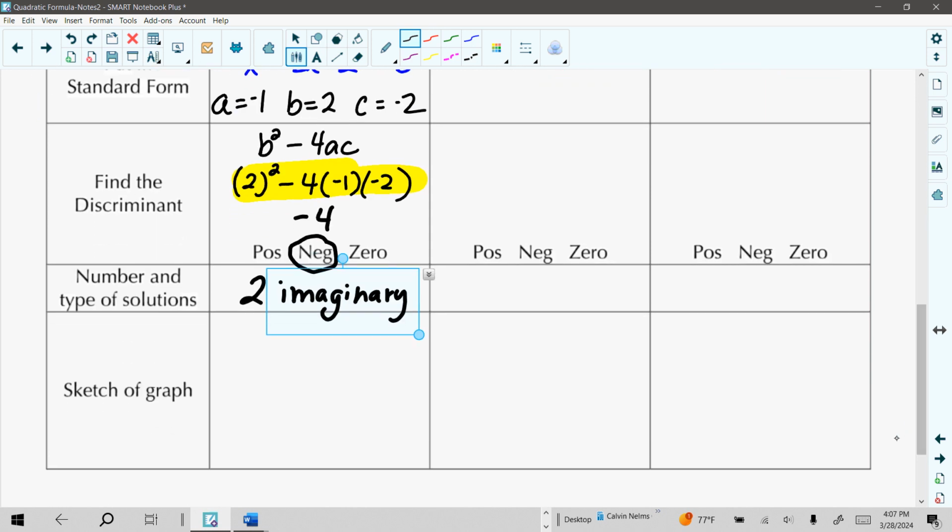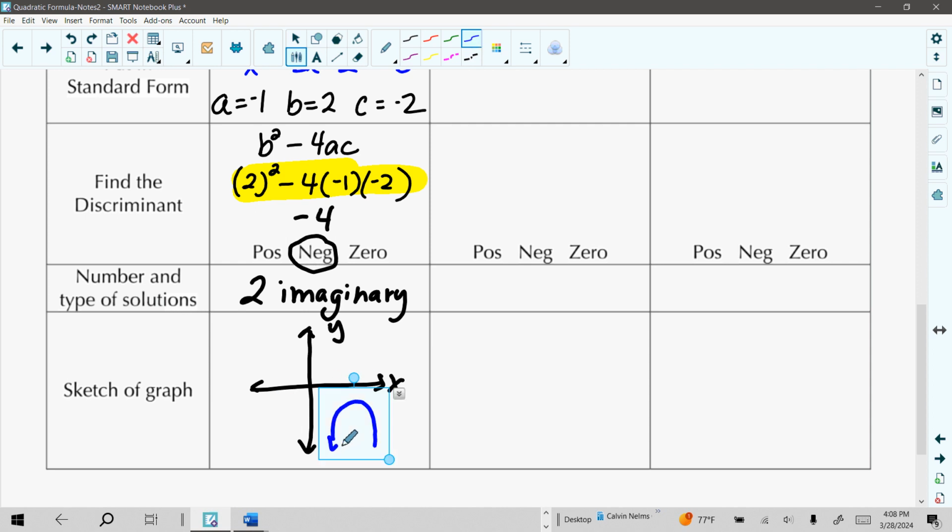And for imaginary solutions, an example of the graph, basically you have your x and your y-axis. And the graph does not touch the x-axis. So your graph is not going to touch this. It's going to be a parabola of the U shape, so it can be opening down or it can open up, but it never touches the x-axis.